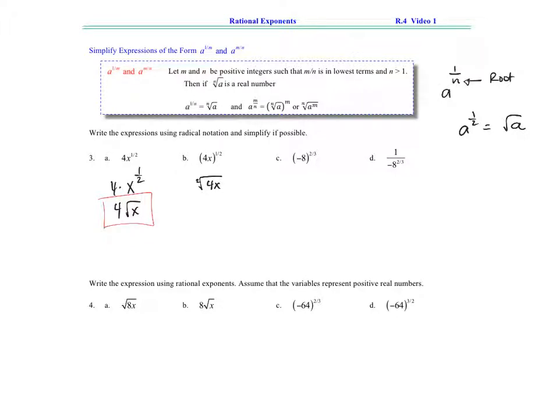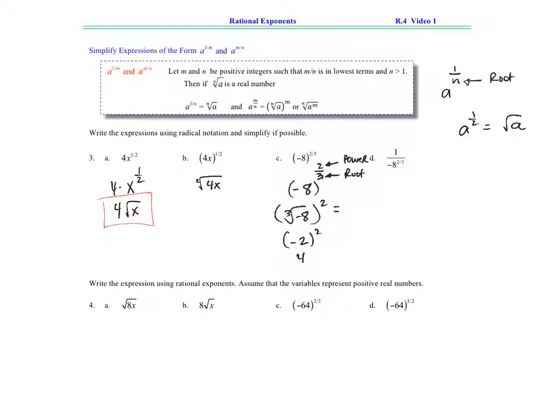Now, if we have -8 to the 2/3 power, the denominator tells us the kind of root, and the numerator tells us the kind of power. So that would be the cube root of -8, and all of that is taken and squared. To simplify, the cube root of -8 means what times itself 3 times is -8, and it's -2. Then when you square that, that's 4.